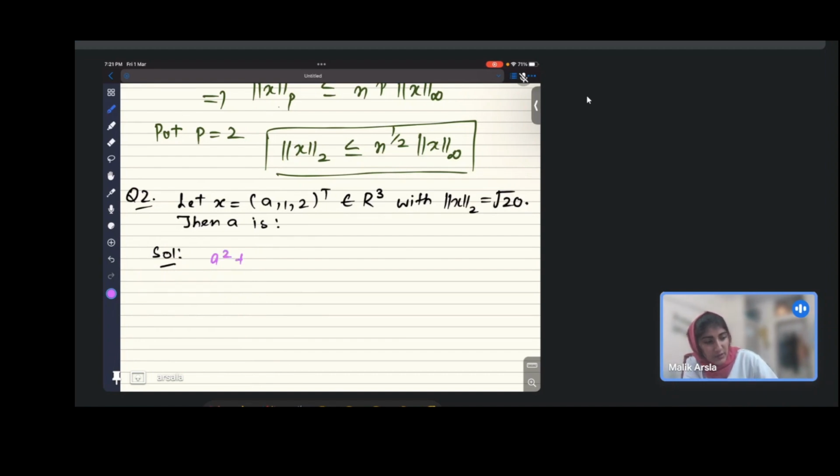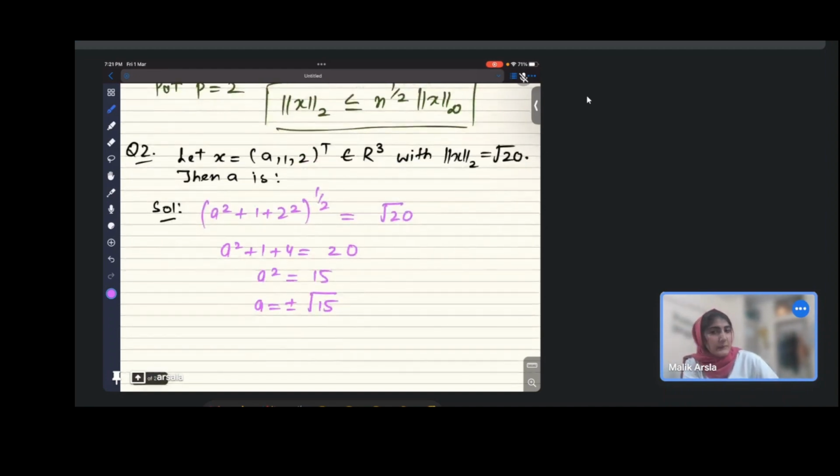We know that the Euclidean norm is the root of a square plus 1 plus 2 square, and it is given to be root 20. Now squaring on both sides, a square plus 1 plus 4 is equal to 20. So a square is 15, and a is plus or minus root of 15. Correct? So this was simple again.